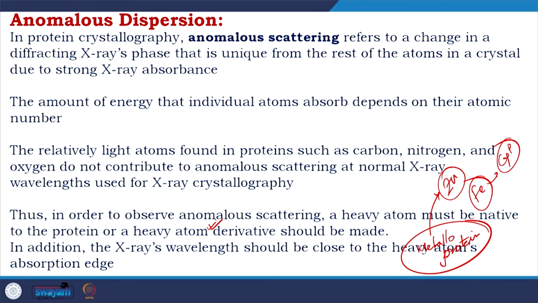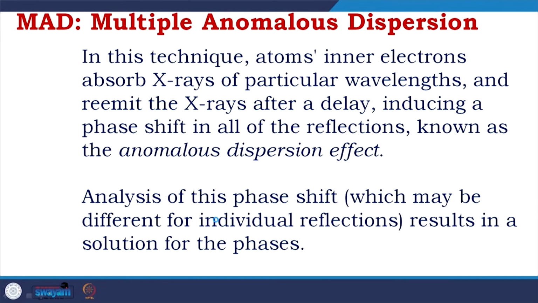In addition, the X-ray wavelength should be close to the heavy atom's absorption edge. So, you have to choose the heavy atom according to that. MAD is called multiple anomalous dispersion. In this technique, atoms' inner electrons absorb X-rays of particular wavelengths and remit the X-rays after a delay, inducing a phase shift in all of the reflections known as the anomalous dispersion effect. Analysis of this phase shift, which may be different for individual reflections, results in a solution for the phase.